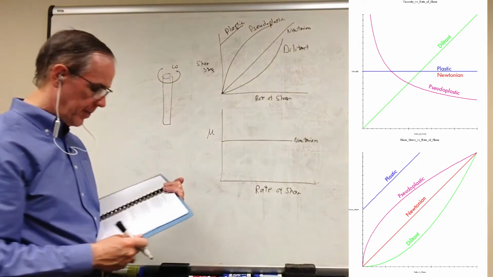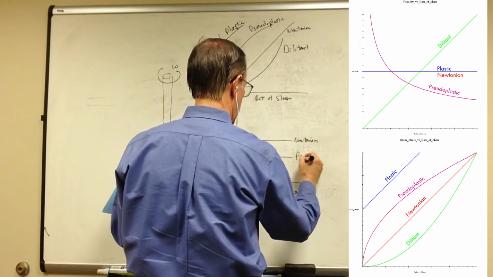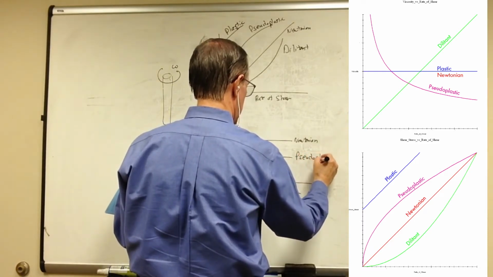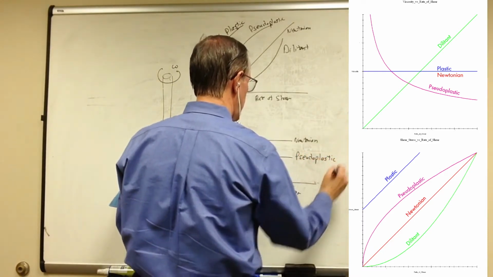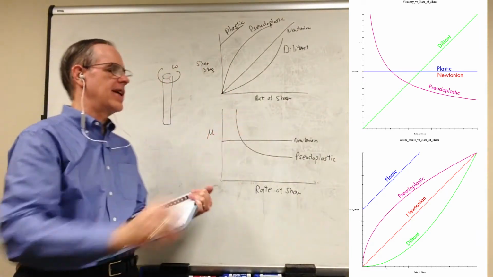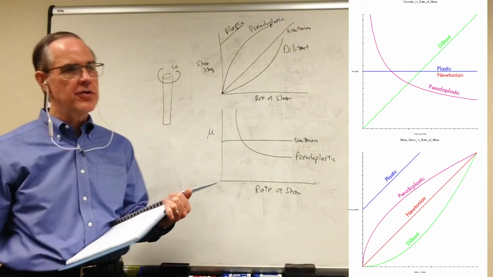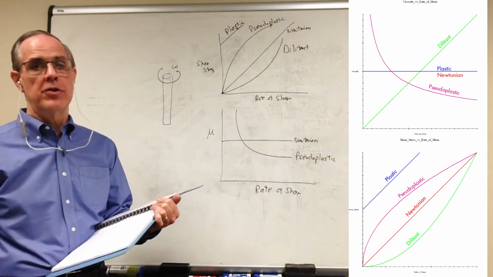If you have a pseudoplastic fluid, it'll do like this. With pseudoplastic fluids, it doesn't have to curve like that. It can be a straight line down, it can be kind of rough, but as long as the trend is downward, you've got a pseudoplastic fluid.